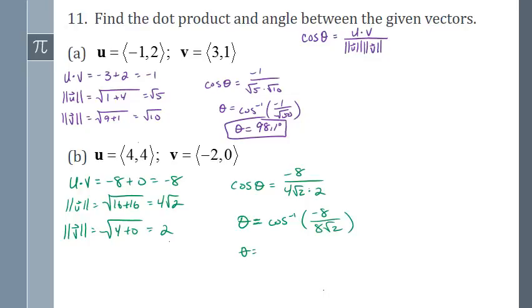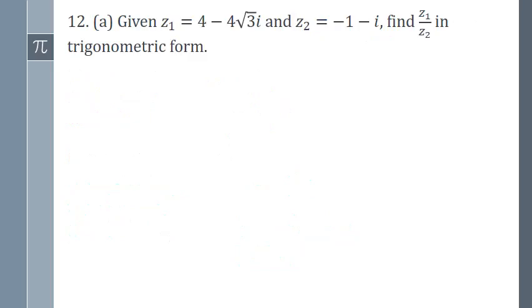I didn't even have to simplify it that far, but I didn't want to. But I get 135 degrees. And again, I didn't mention at the beginning, but the angle could be in either radians or degrees. It's not that big of a deal. I prefer, again, degrees, easier to work with.